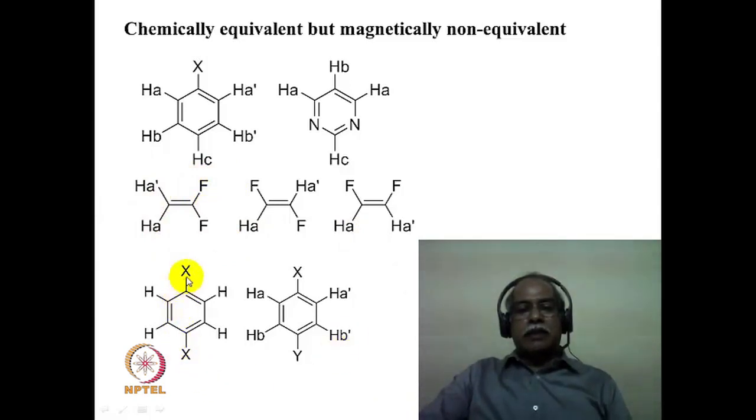Take this example where you have two identical substituents situated in the para position on an aromatic ring. There is a vertical plane of symmetry and a horizontal plane of symmetry that makes all these four hydrogens identical. They are chemically as well as magnetically identical. On the other hand, if you remove one of the planes of symmetry along this direction by putting X and Y substituents instead of two X substituents here, then if we consider a pair of chemically equivalent hydrogens, they are magnetically non-equivalent for the same reason that we defined in the case of the monosubstituted derivative.